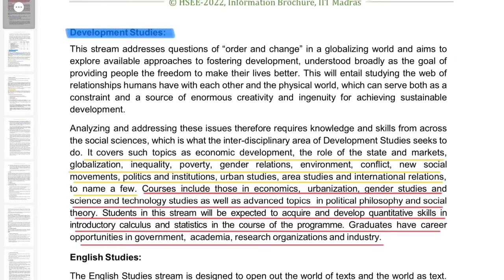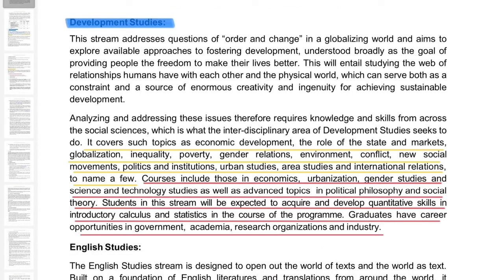Let's now talk about those two programs that are Development Studies and English Studies. Development Studies covers various topics such as economic development, role of state and market, globalization, inequality, poverty, gender relations, environment, and many more. Students in Development Studies will be expected to acquire and develop quantitative skills in introductory calculus and statistics in the course of the program. Graduates have career opportunities in the government, academia, research organizations and industry.